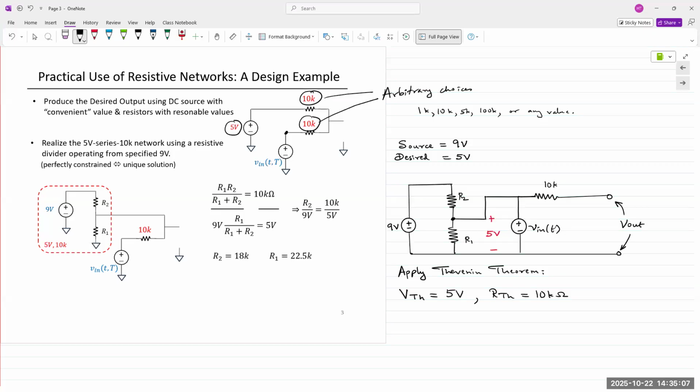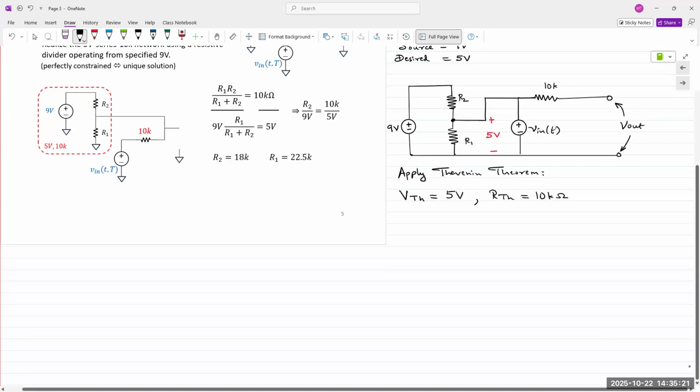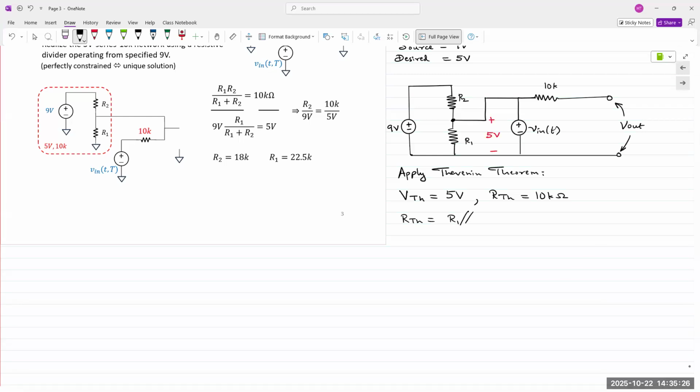And we have seen this kind of circuit. We just saw it the last two classes, right? You have a single voltage source, you have two resistors in series, and how we can obtain the desired voltage and resistance. RTH is R1 parallel R2. And so this is R1 times R2 over R1 plus R2. And we have set this to 10 kilo ohms, right? That is set to 10 kilo ohms.